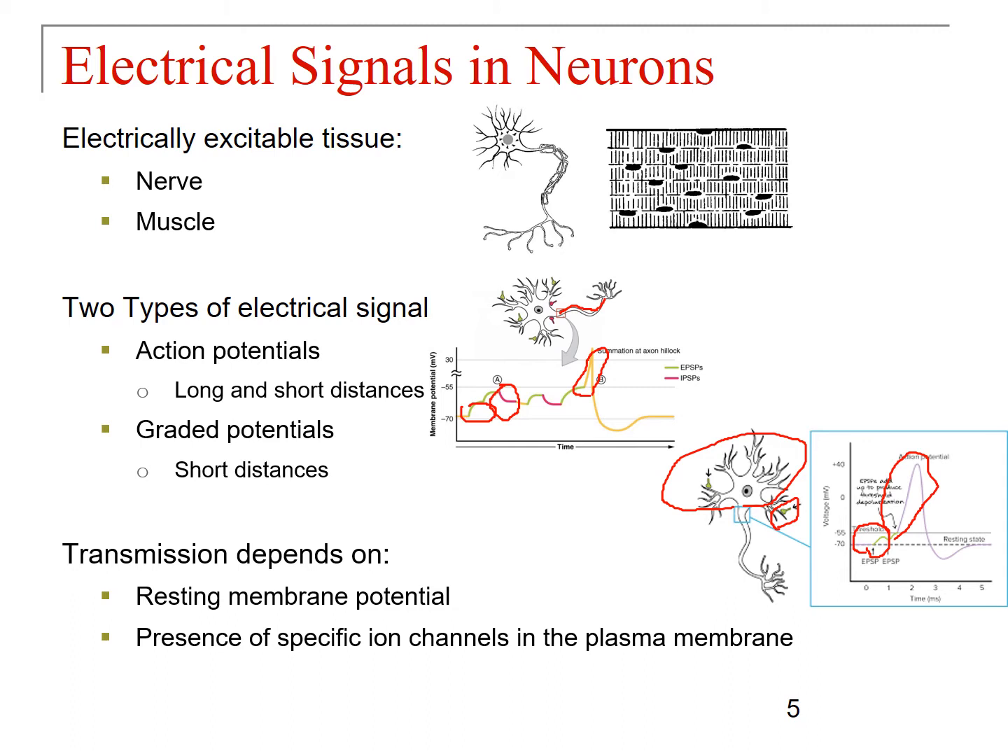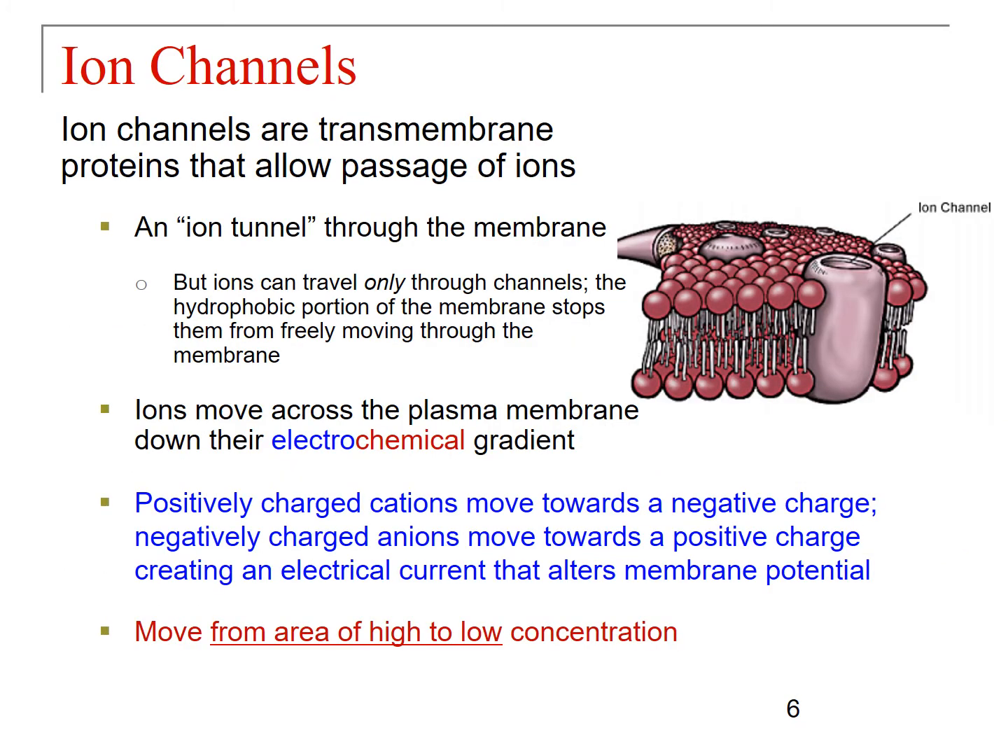But your resting membrane potential in any case is dependent on the presence of very specific ion channels that are located in the plasma membrane. And so as a reminder, ion channels are transmembrane proteins that allow the passage of ions. And these are basically a tunnel of ions through the membrane.